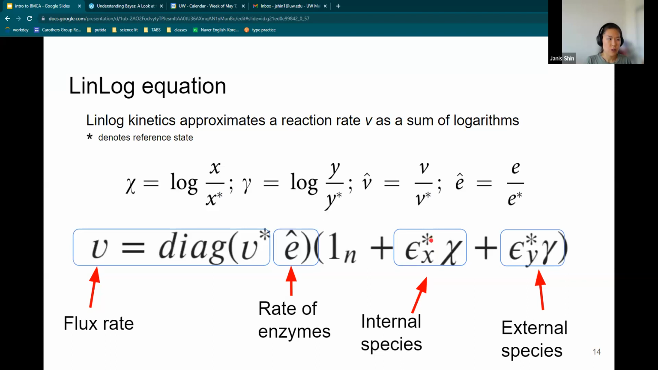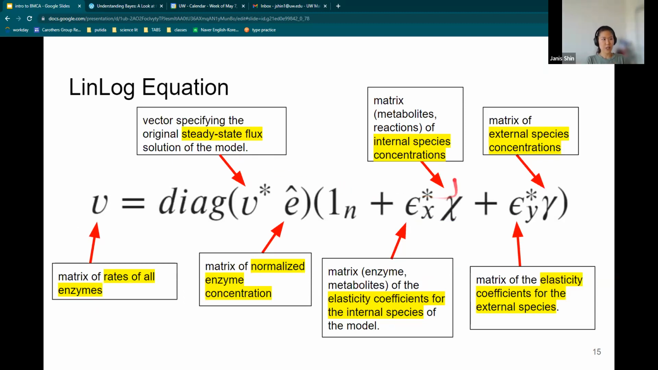So that's how, once we know our elasticities through BMCA, we can compute our control coefficients. And we also have the same for the external species. So these are the elasticities for the external species, and then the concentrations. And here's just a different breakdown, but this just tells you, in matrix form, what the matrix would look like. The same thing.